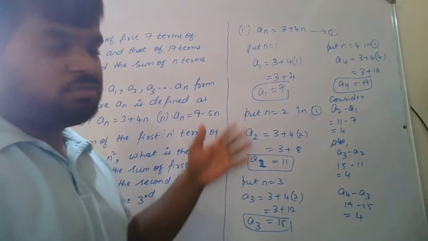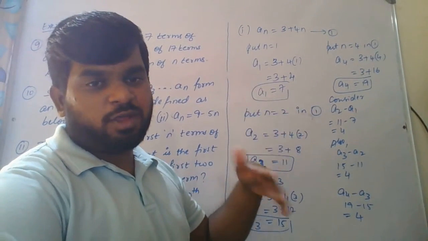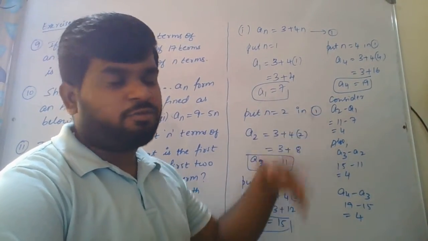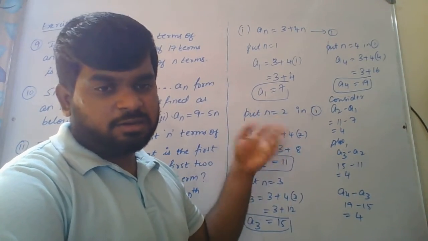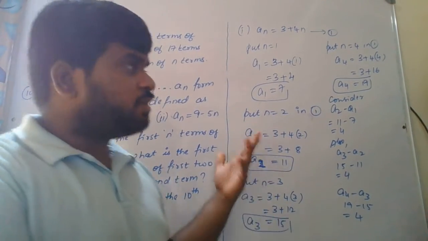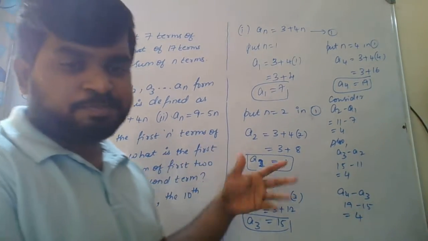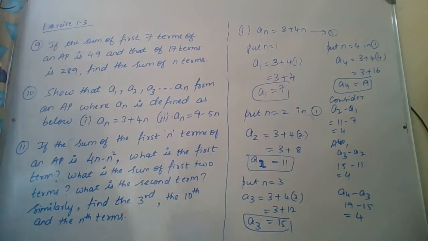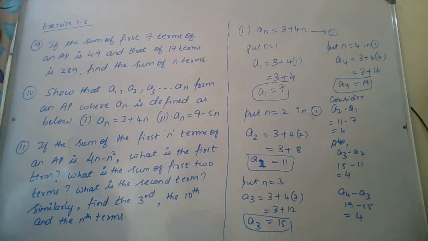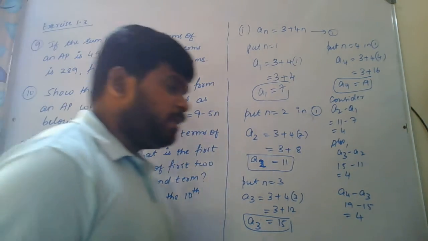So it's very simple. In place of n, you just put 1, 2, 3, 4. You get 4 terms, A1, A2, A3, A4. Once you get them, just subtract and check whether it is an AP or not. If it is forming an AP, well and good. If not, you can say it is not forming an AP. Okay, let's go to the next question then.